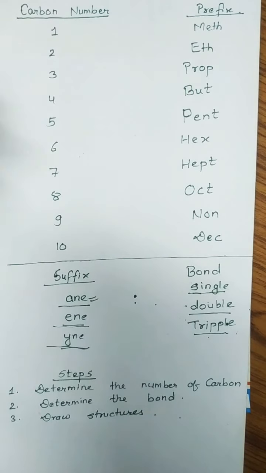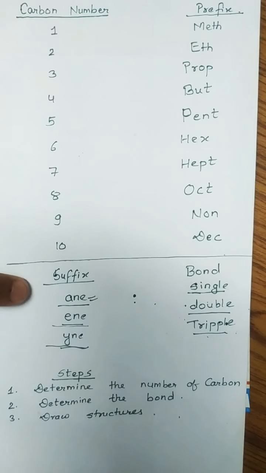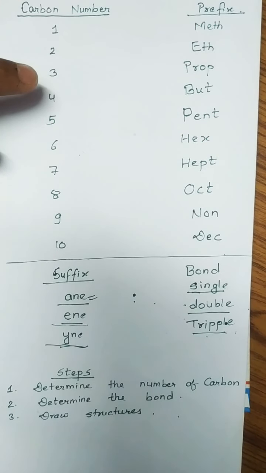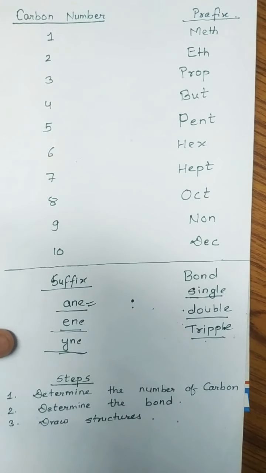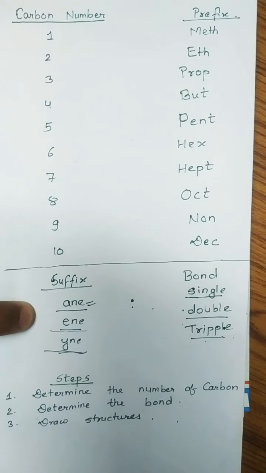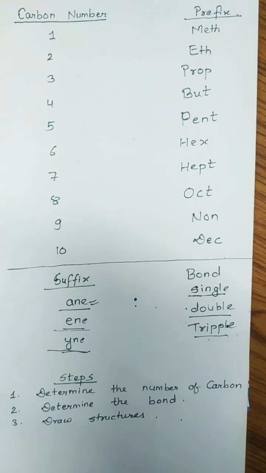I have written the steps there. Look at that. First, determine the carbon number, and that is done through the prefix part. Second, determine the bond, and that is done through the suffix part, and then draw the structure. Very simple. So let's see a few examples.